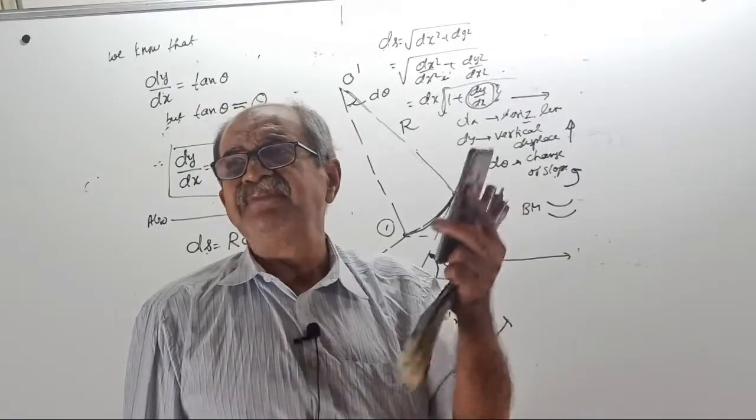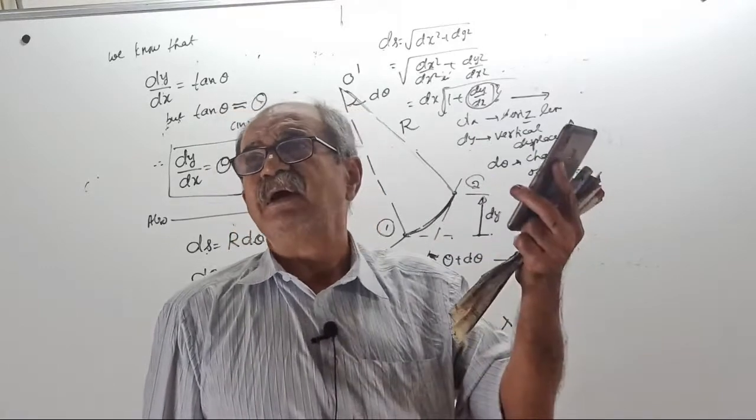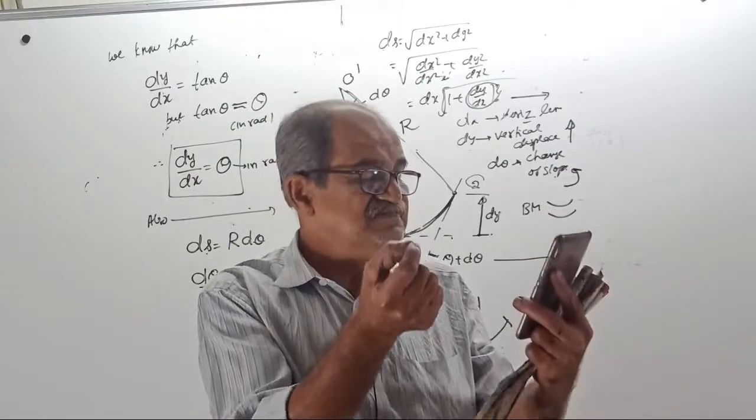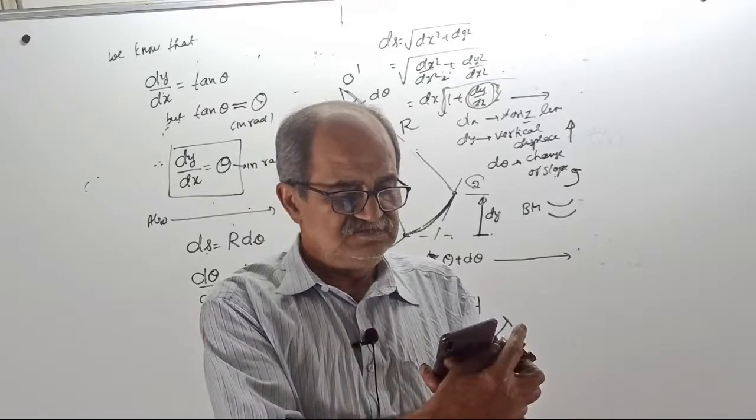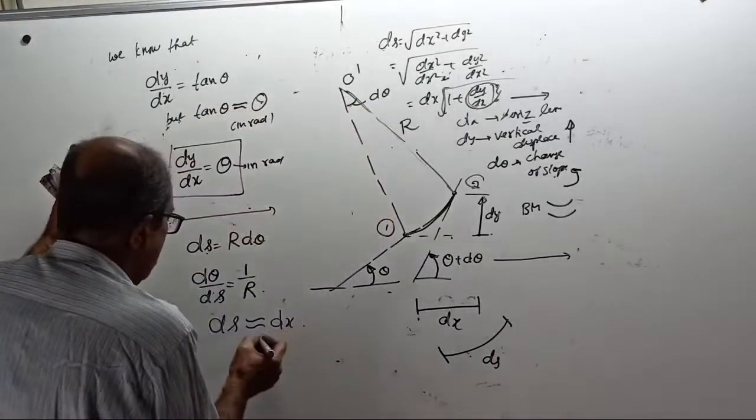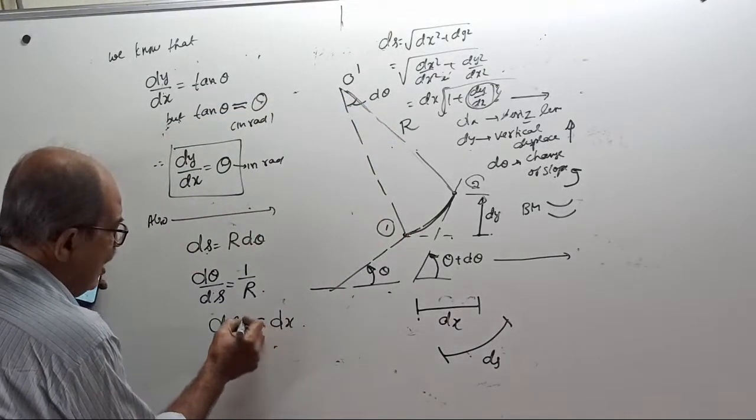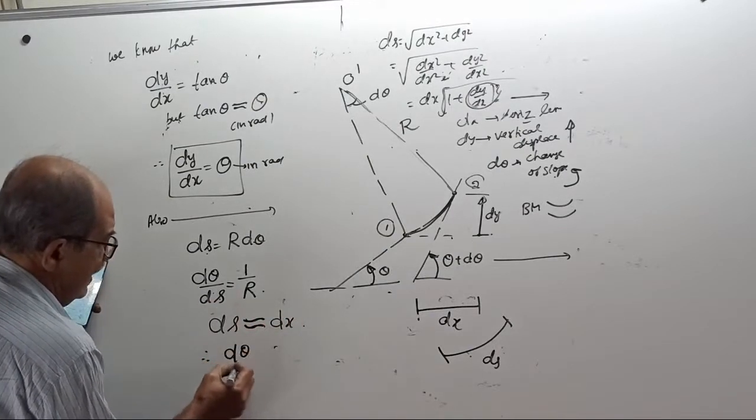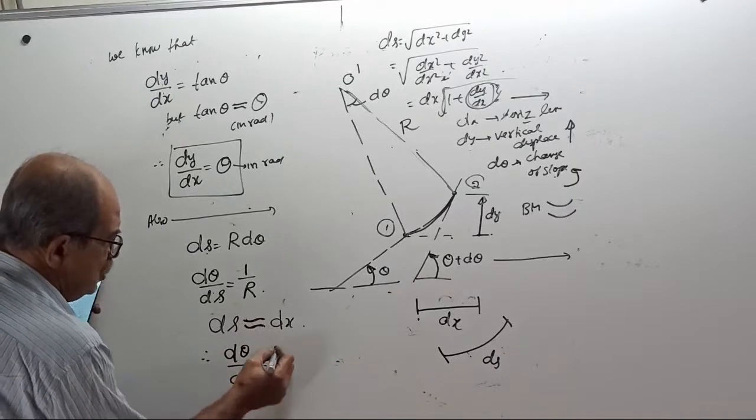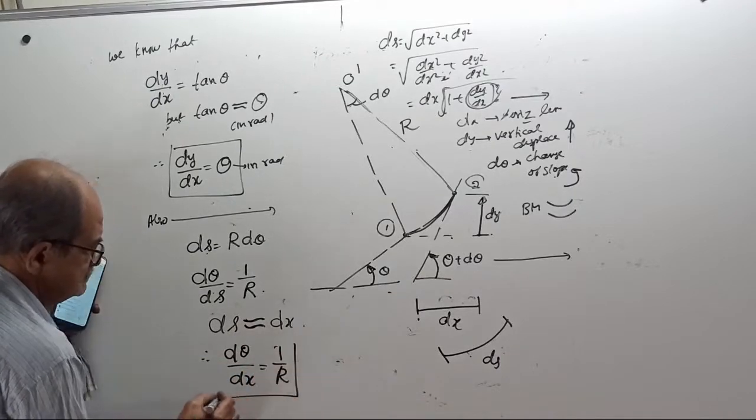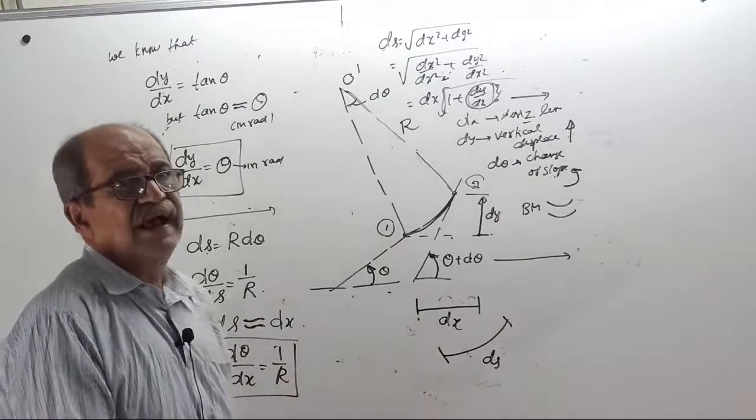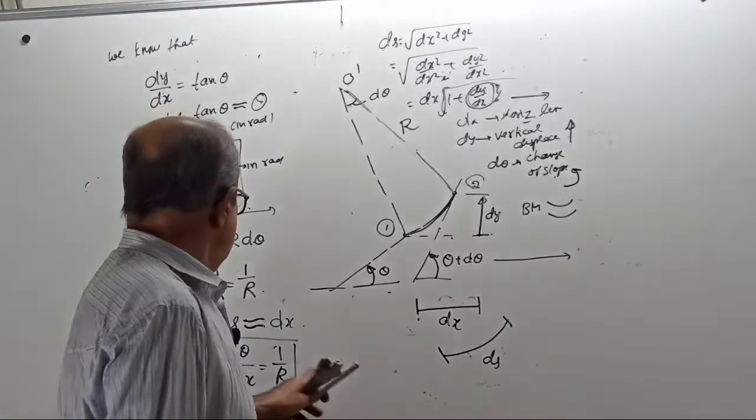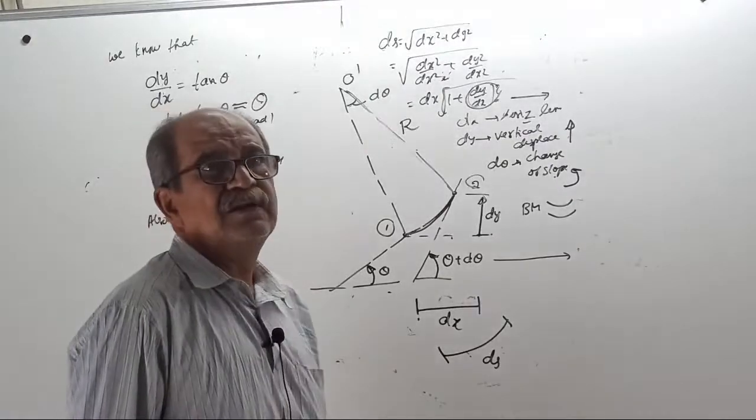If I say the span is 6 meters, measured along the curvature it is 6.001 meters. For an elemental length, both are almost equal. So we can put ds almost equal to dx. Therefore, d theta by dx equals 1 by r. Clear? Yes or no? d theta by dx equals 1 by r.